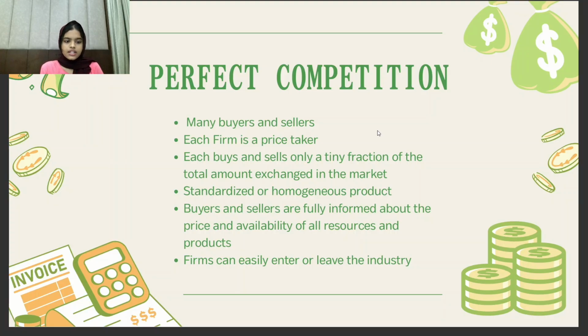Then everyone, that is the customers, knows the prices and details of the products. Then the firms of this market can freely enter or leave the market anytime. For example, in a vegetable market, all the sellers sell the similar potatoes or tomatoes or onions at almost the same price.